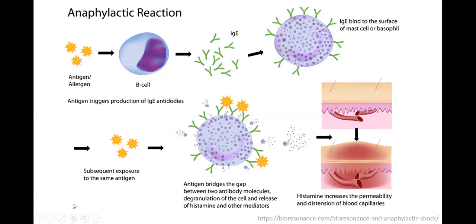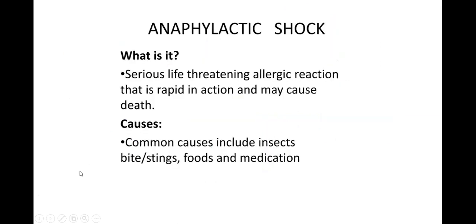So you are speaking of only helpful or protective immune cells overreacting to a specific allergen. This is the fundamental, but the type of cell and the type of mechanism changes. We will see that briefly. So, anaphylactic shock, what is it? It is a serious, life-threatening allergic reaction that is rapid in action and may eventually cause death if not treated. Common causes include insect bites or stings, foods, and sometimes medication. So this is the fundamental of anaphylactic shock.